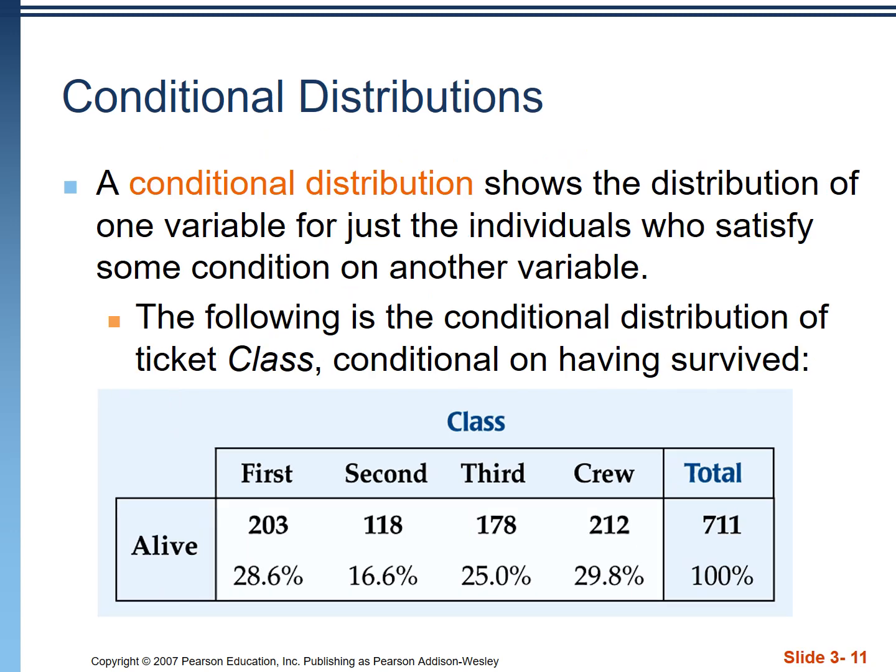On the other hand, when we're finding a conditional distribution, we're narrowing down our population to a subset of our entire group based on some kind of condition. In this case, the fact that the passengers were alive after the sinking. So instead of looking at all 2,201 passengers on the Titanic, we only want to look at the 711 passengers that survived. Of those 711, 203 were in first class. 203 out of 711 gives us a conditional distribution of 28.6% in first class, 16.6% in second, etc., etc.